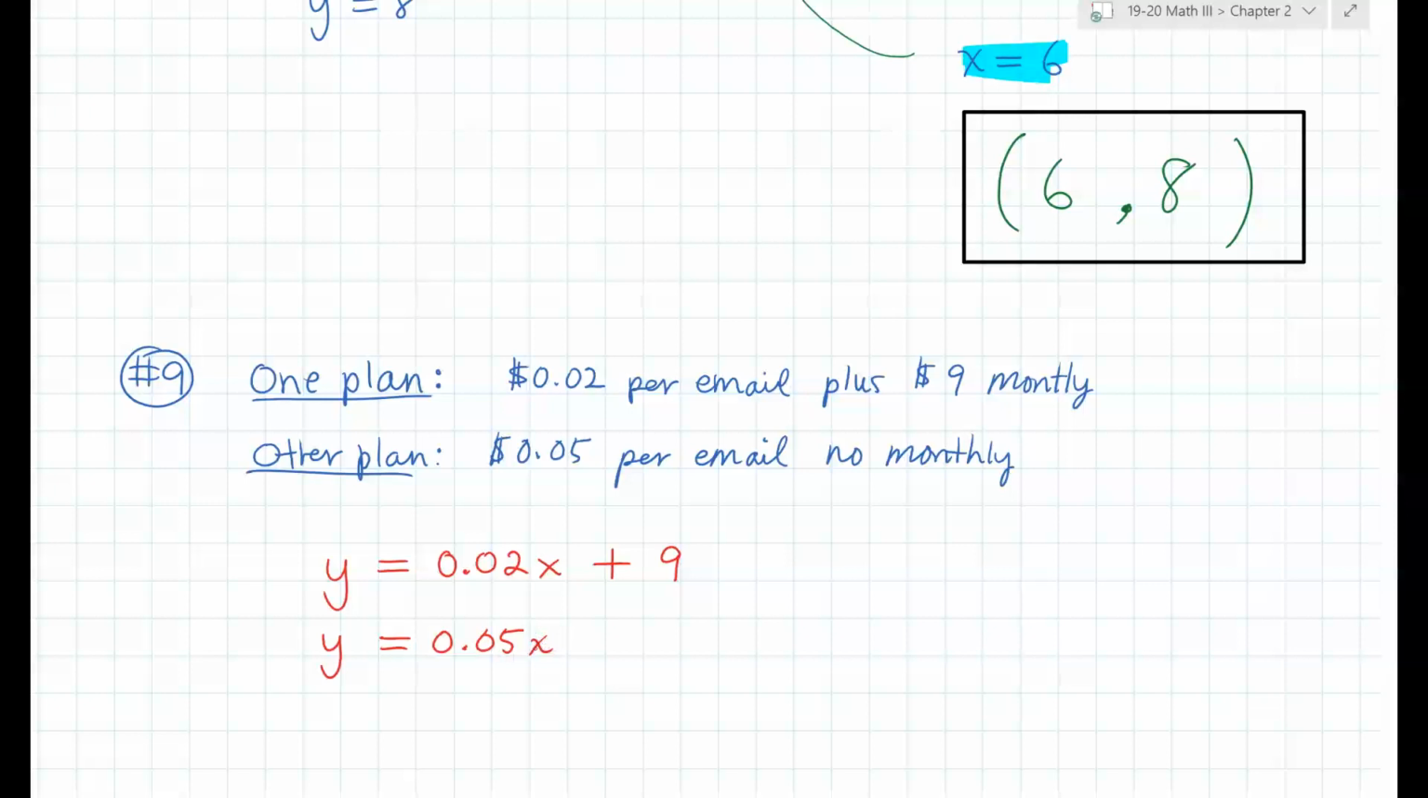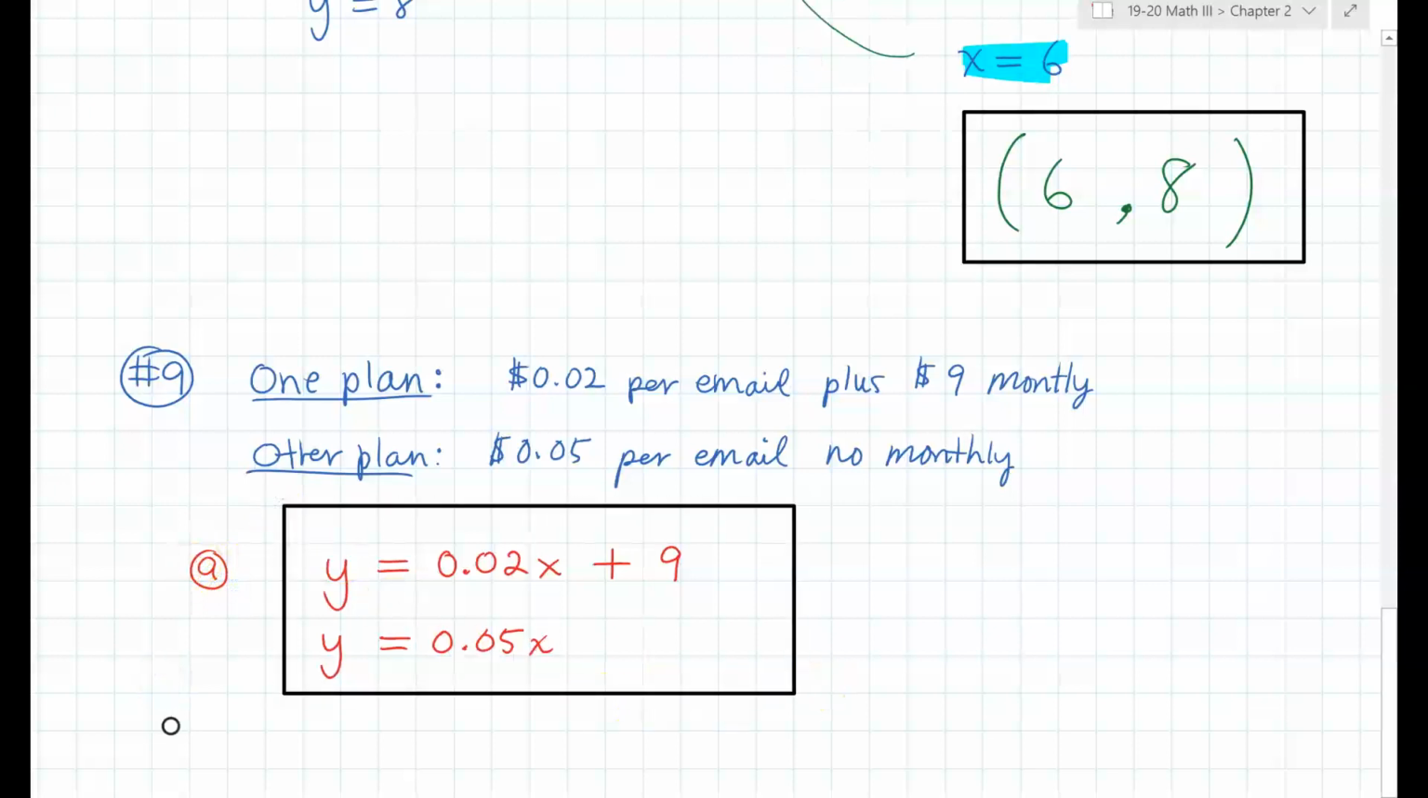Now look at part A. It says write a system of equations to model the cost of the 2 internet plans. A is done, okay? We just did part A. It's up to you guys to figure out how many email messages will both plans cost the same. In other words, they're saying solve. When are they going to cross each other? Okay, so for part B, I'm just going to give you a hint. Solve by substitution.